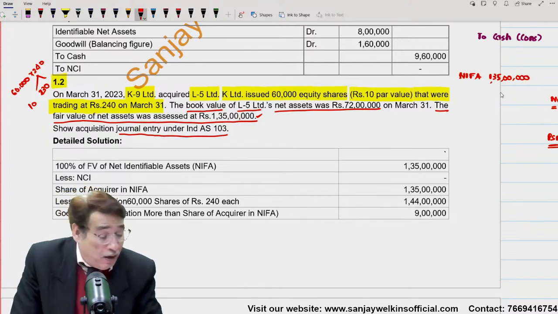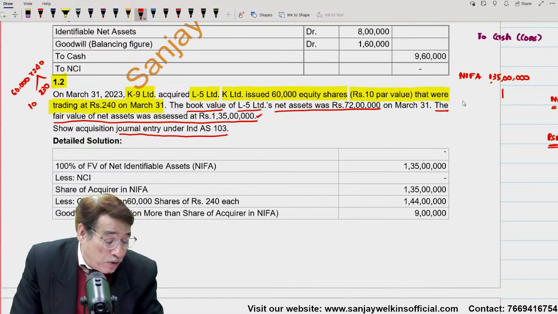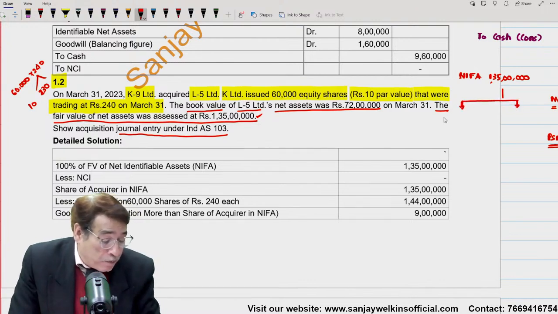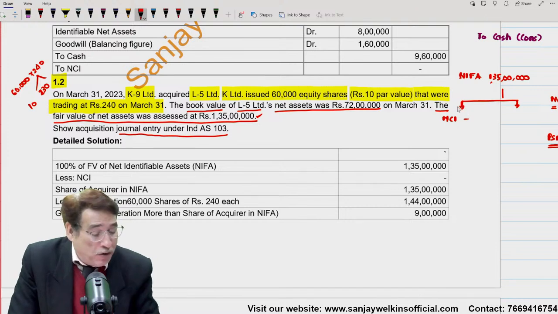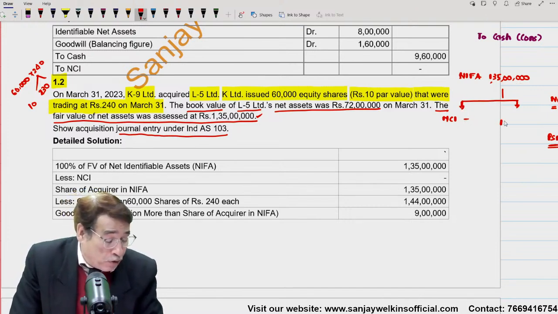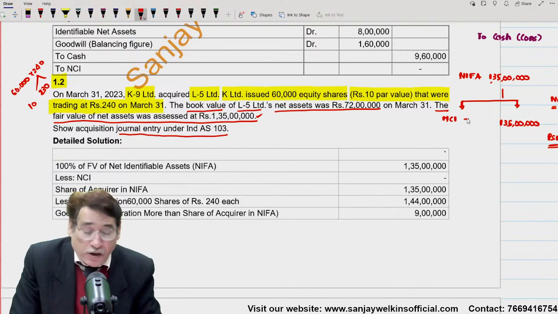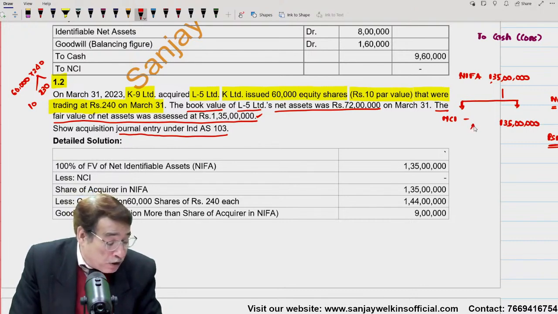Is it clear? Now, all you have to do is to divide it into the NCI share. It is not necessary, but just to keep the approach intact. Obviously, there is no NCI in this question, so nothing will belong to NCI. Everything will belong to the parent, 135 lakhs. This is the acquirer share.